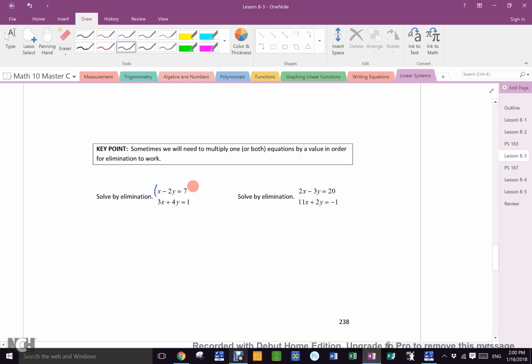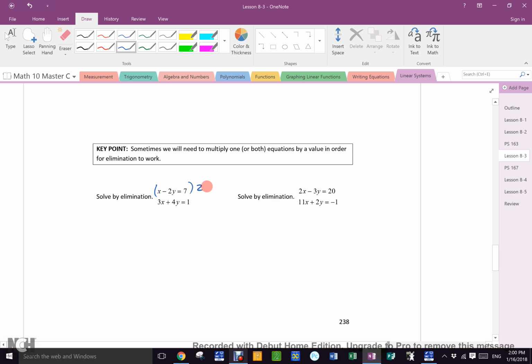If I multiply the top one by 2, what would I get? 2x minus 4y equals 14. Does that put us in a position to do elimination? Excellent. Now stop for a second. Could I also, if I wanted to, have multiplied this by negative 3? Why? Because then the x would work. And it's up to me to choose. But since everybody said to do 2, we'll do 2.